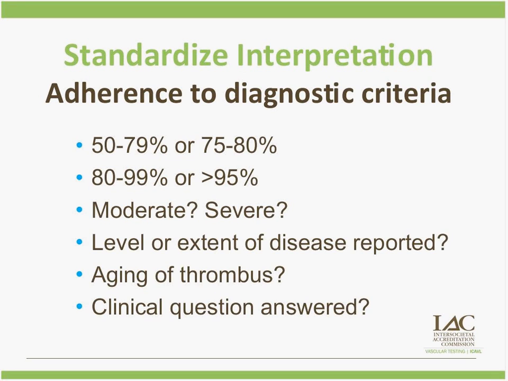If you use terms like moderate or severe, those need to be defined, what that means. What is moderate disease? What is severe disease? In your criteria, that needs to be well defined. You also need to report on the extent of disease. If it's a venous study, it's very helpful to that referring physician if you're able to age the thrombus so that they know what to do with that patient if it's at all possible.